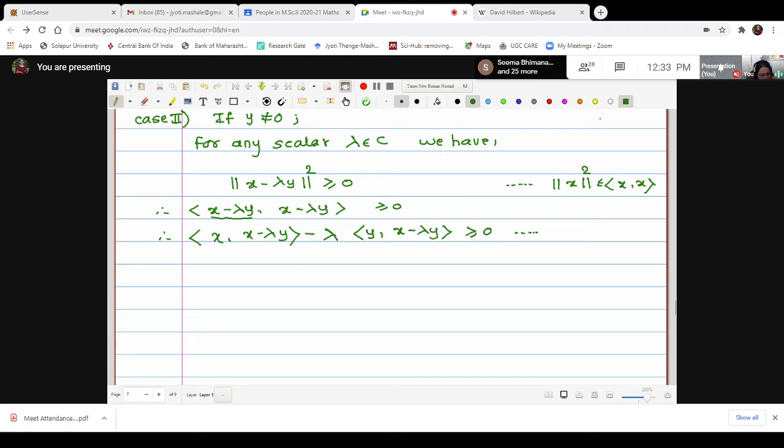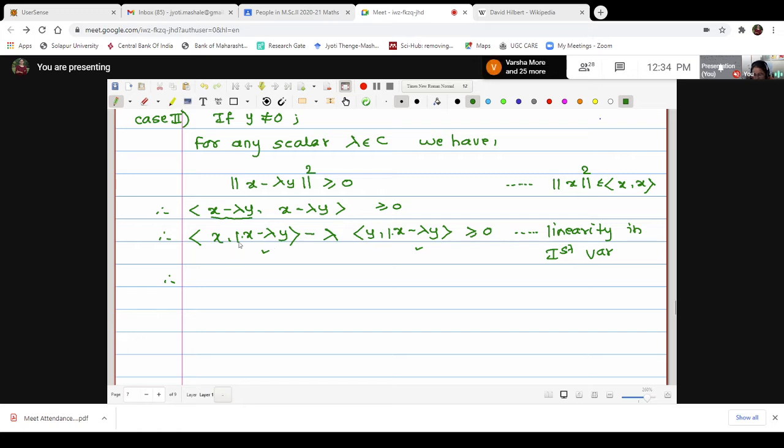Which property have we used? Linearity in the first variable. Now we will use conjugate linearity in the second variable in both the inner products simultaneously. Before using this, here it's a scalar 1 used, right? Therefore 1x minus lambda y. Here also one can write 1 into x minus lambda y.